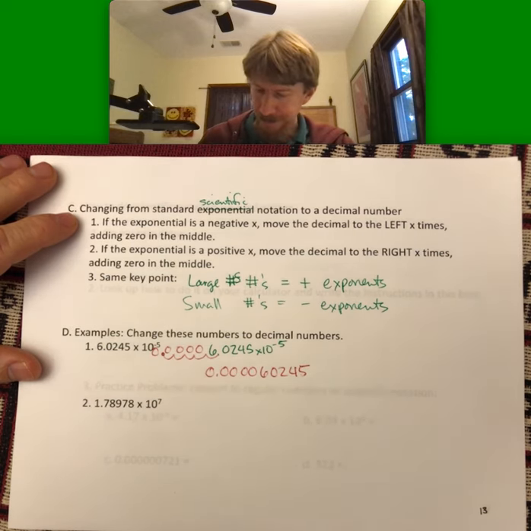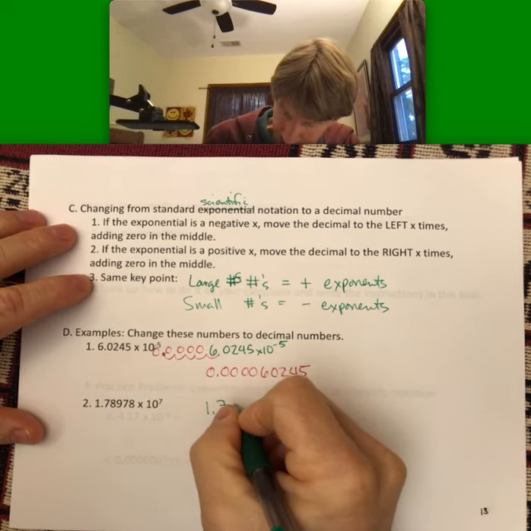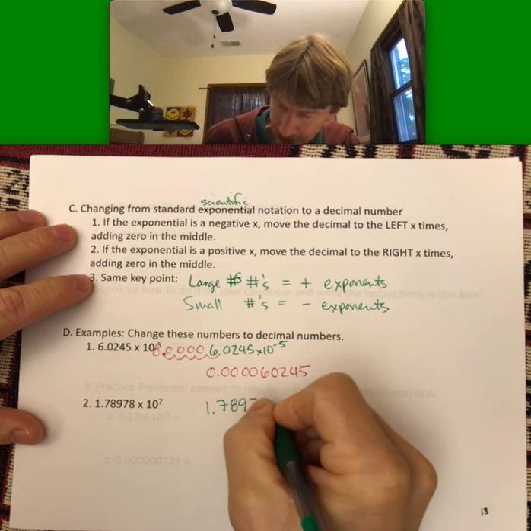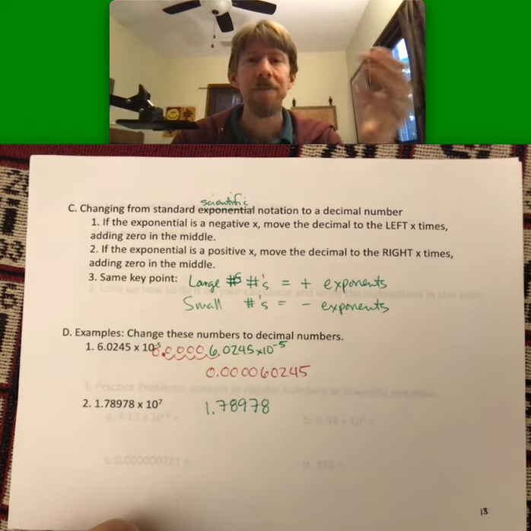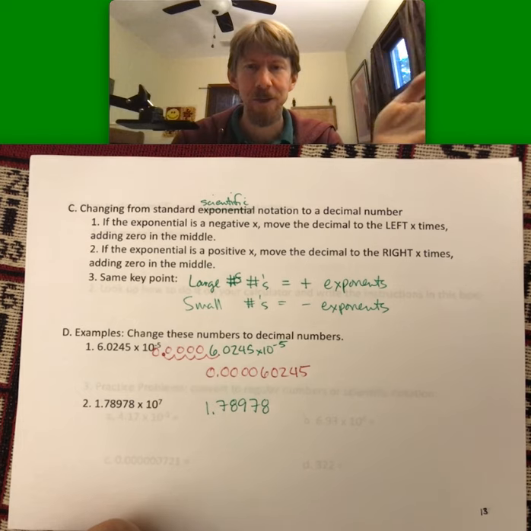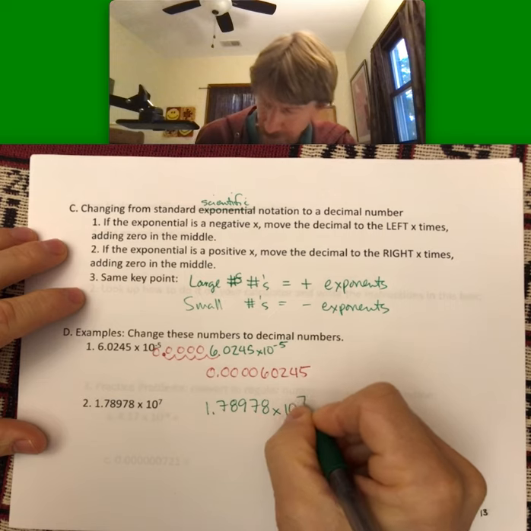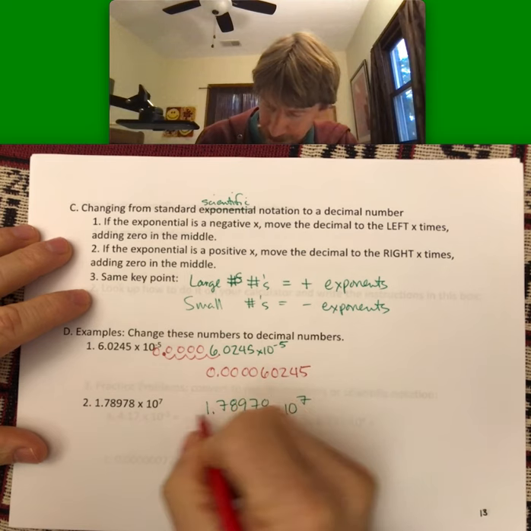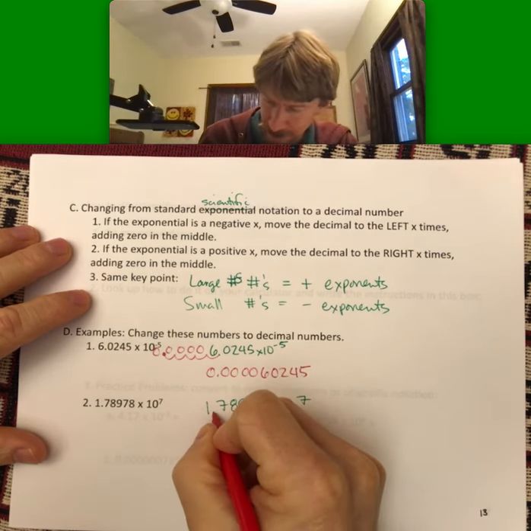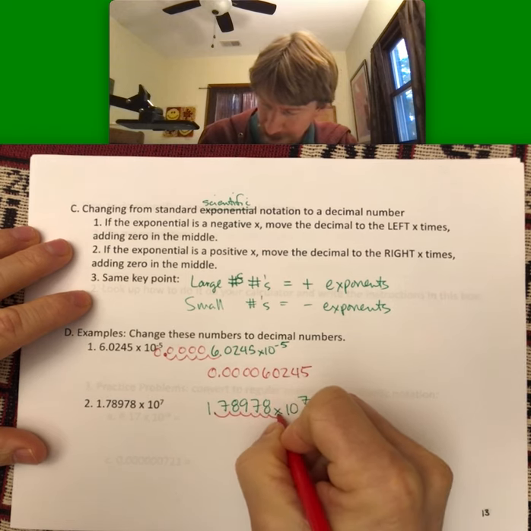Here, again, these numbers are throwing me off a little bit, so I'm going to rewrite this: 1.78978 times 10 to the 7th. So much of chemistry is keeping yourself organized. Help yourself stay organized by rewriting things if you need to, and do things in different colors. It's a big number, so I'm going to move the decimal point to the right. 1, 2, 3, 4, 5, 6, 7.